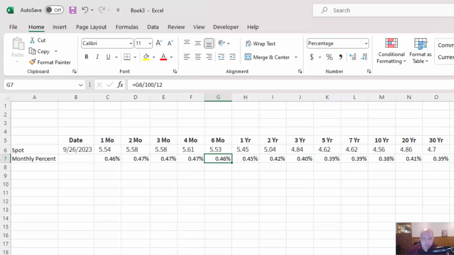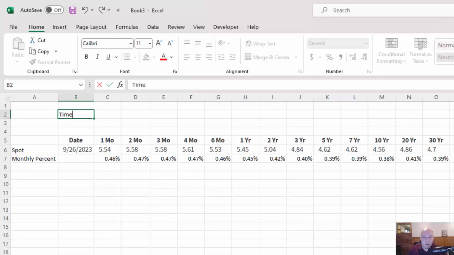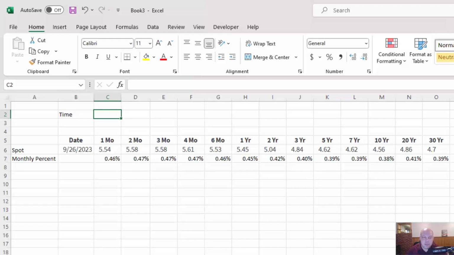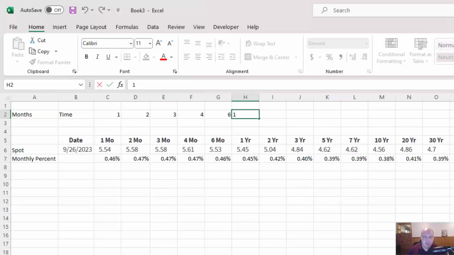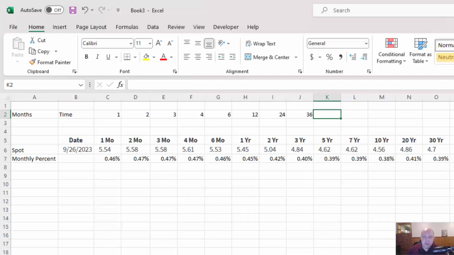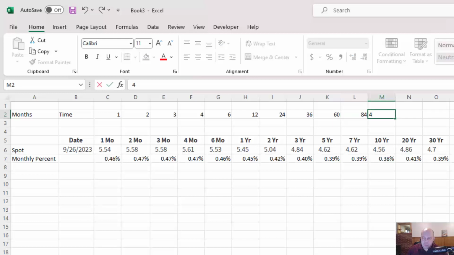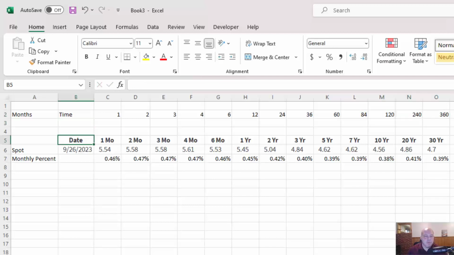And the goal here is to go from spot rate to forward rate. Another thing I'm going to need for that is a kind of a time row, so I can figure out exactly how much time is passing at each point in the yield curve here. And I'm going to just do this in months. It's going to make it easier to do this in months. 1 month, 2, 3, 4, 6, 12, 24, 36, 60, 84, 120, 240, 360 months. Okay, so here's our monthly rate. Here's our time in months.